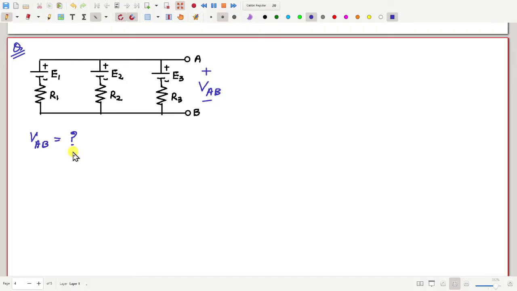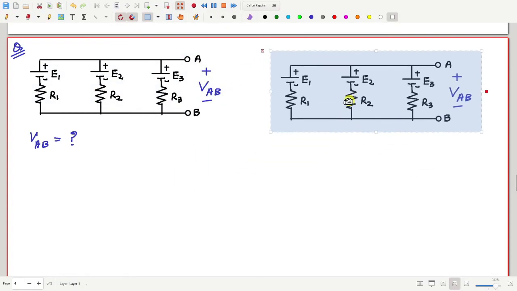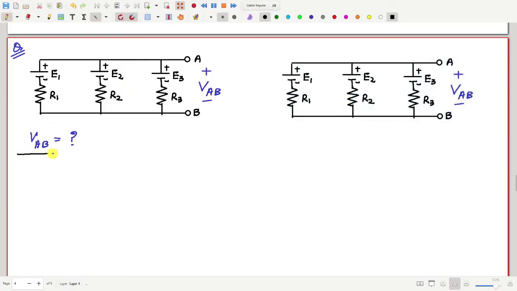E1, E2, E3, they may be different. R1, R2, R3 may be different. How much is VAB? So let us solve this question using the idea of practical voltage source and practical current source equivalence. So what we will do, let me make a copy of this circuit.